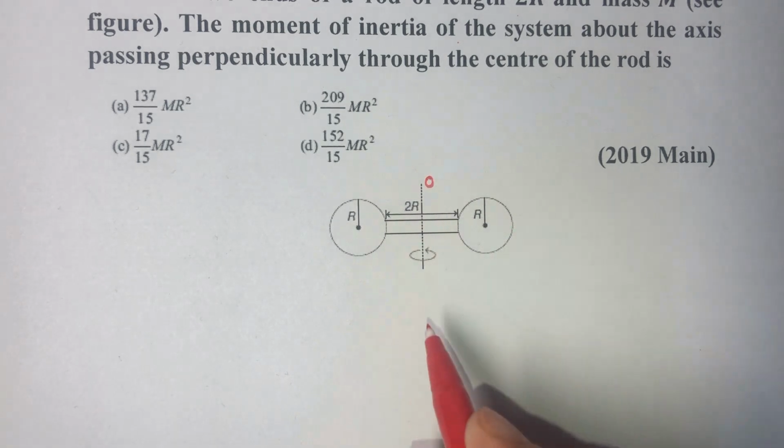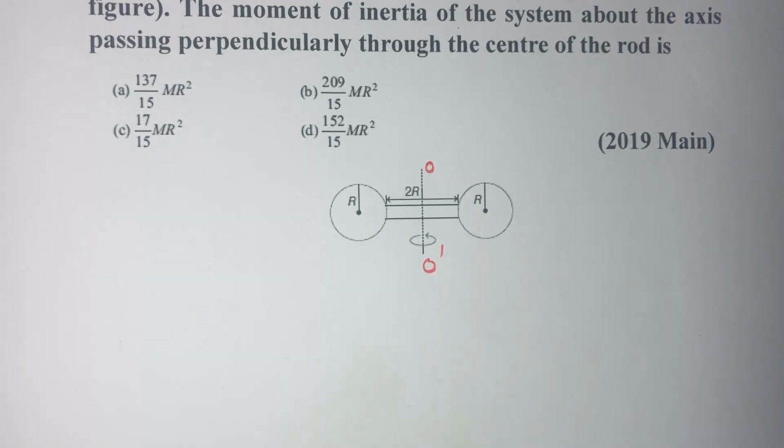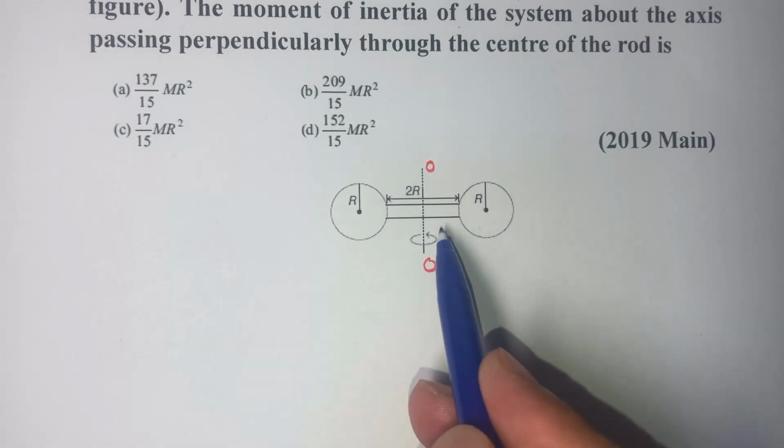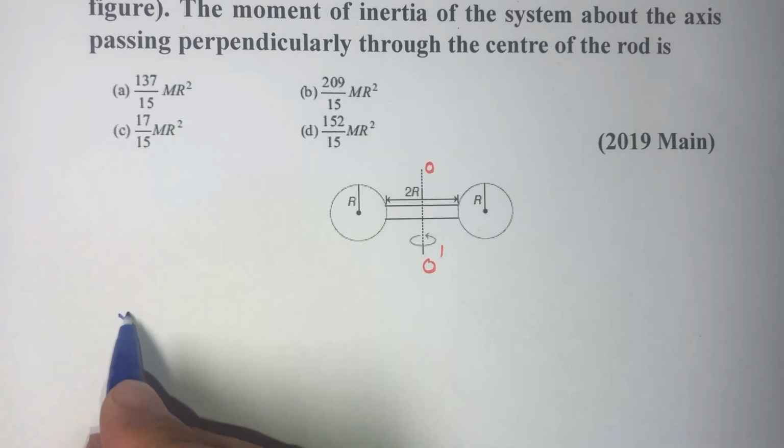Let us call this OO prime for this entire system. So let's first of all find out the moment of inertia of the rod with respect to the axis OO prime.